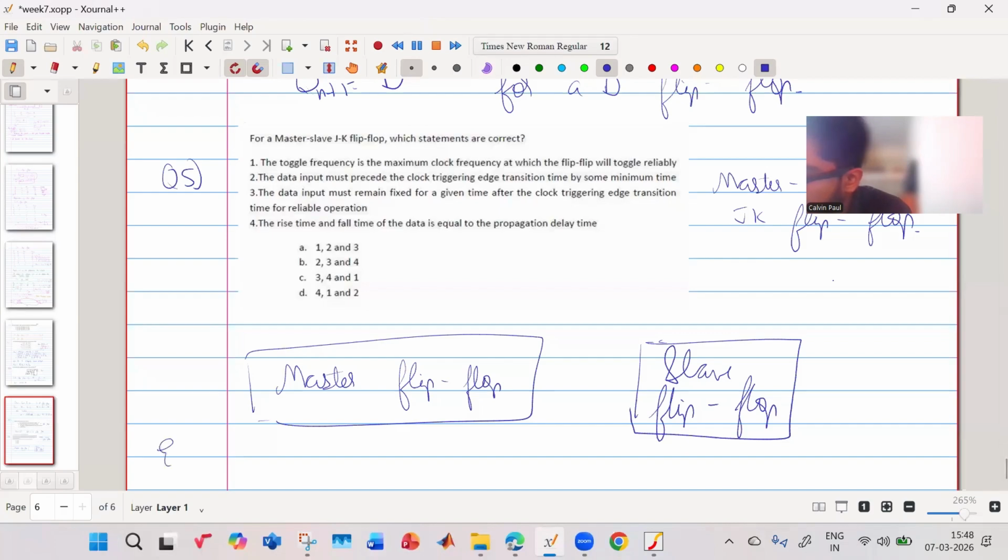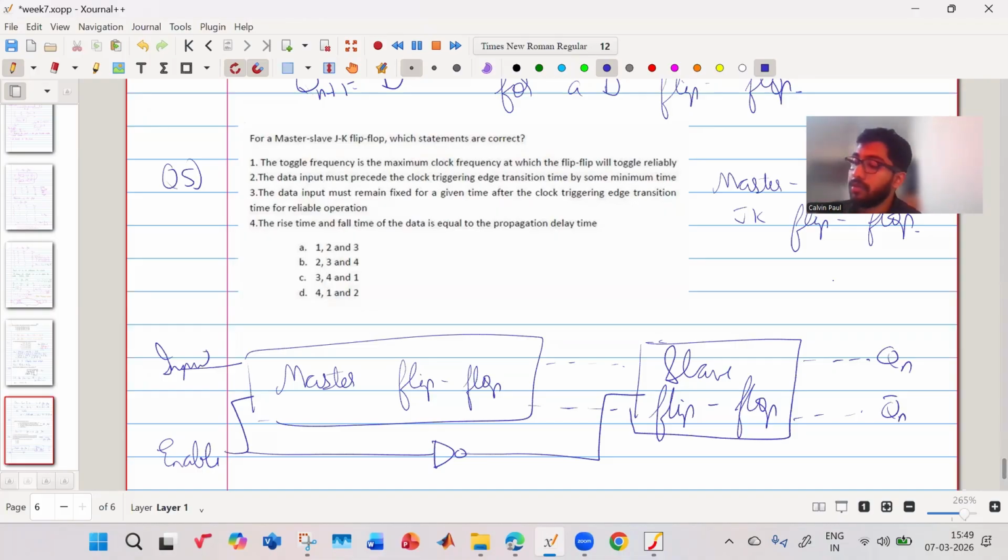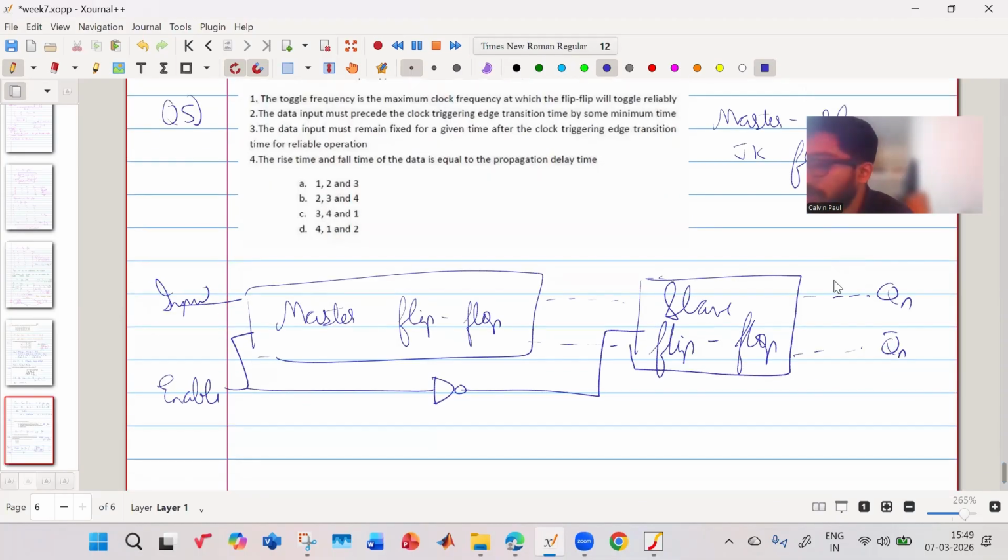Now there's an enable signal. When this is enabled, the other flip flop is disabled. This is your input. So basically, the enable also is coming at the rate of the clock. So half the time, from 0 to T by 2, the master flip flop part is working. And the next half the time, from T by 2 to T, this part is working. The slave flip flop is working.